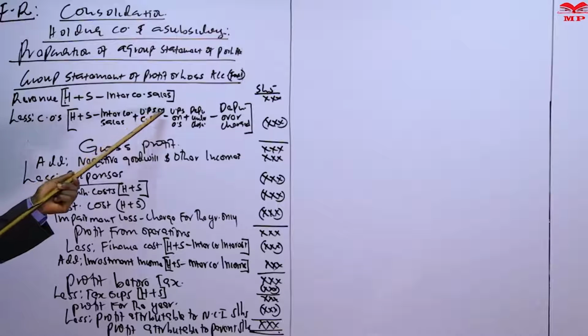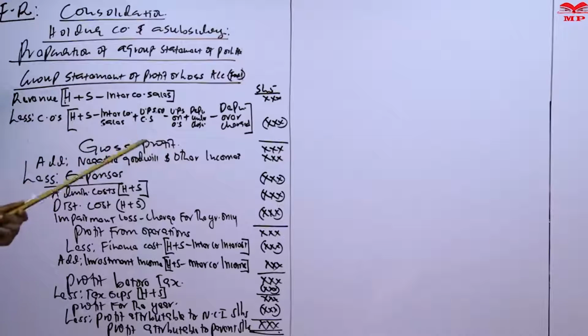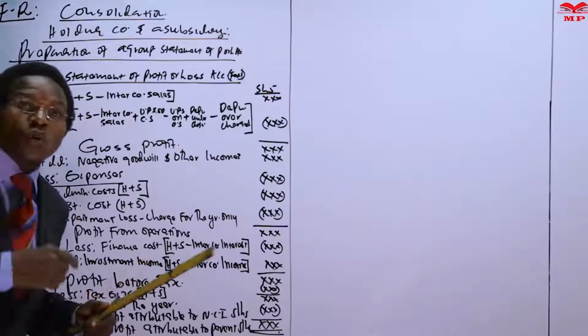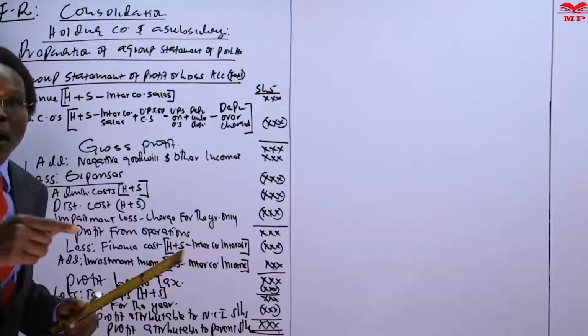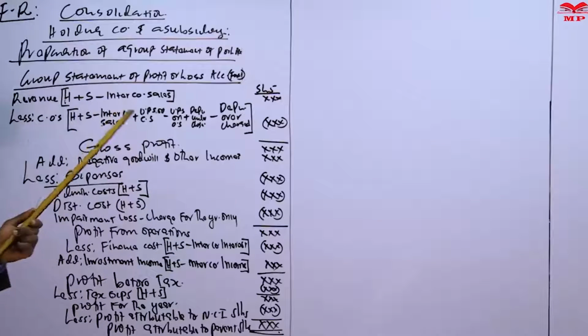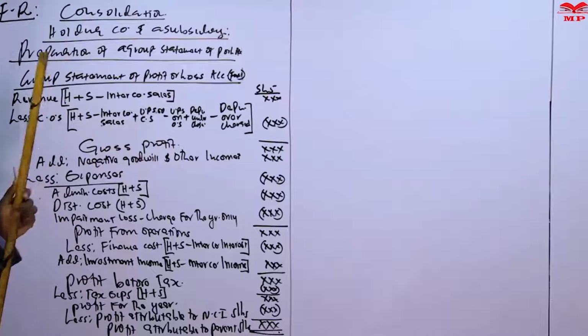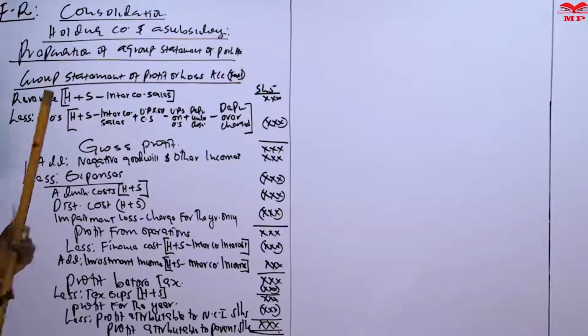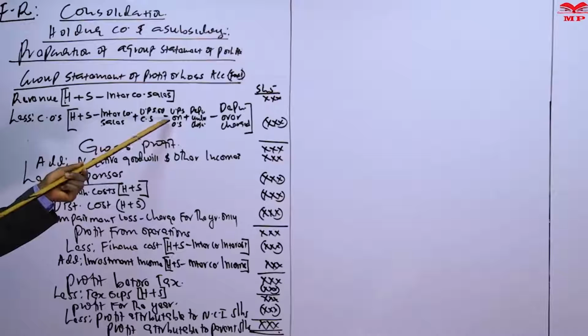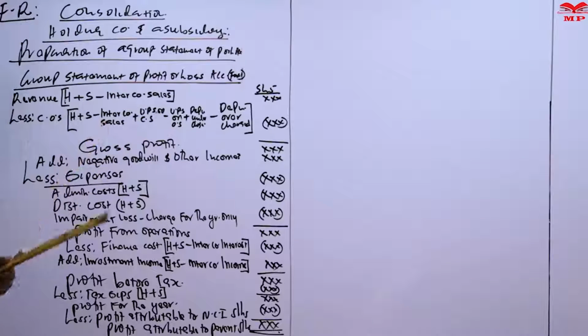This is unrealized profits on closing stock. Unrealized profits on closing stock is in respect to the goods that were sold from one group member to another group member. At the end of the year, they had not been sold. So we need to adjust it so that we determine how much exact profit there is for that year. We subtract unrealized profits on opening stock.